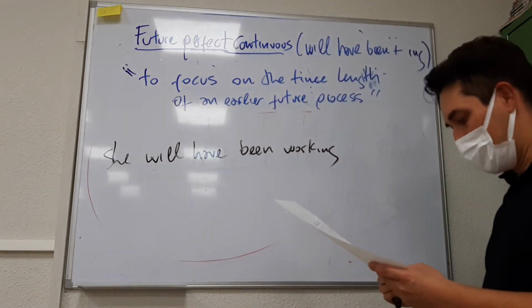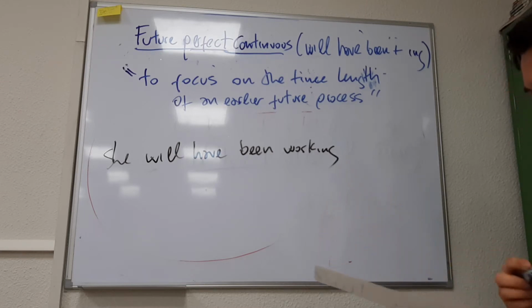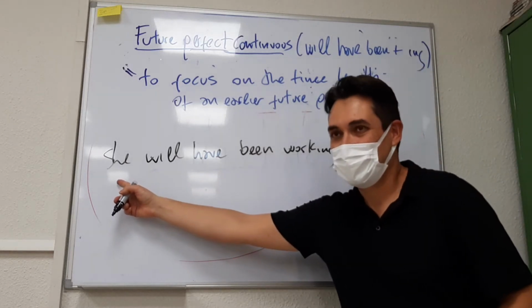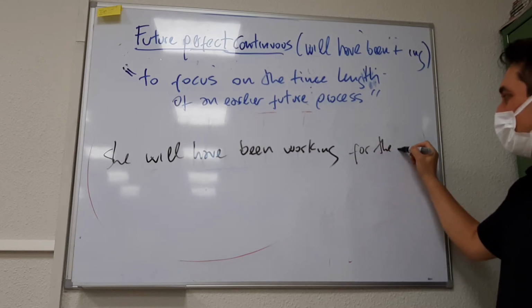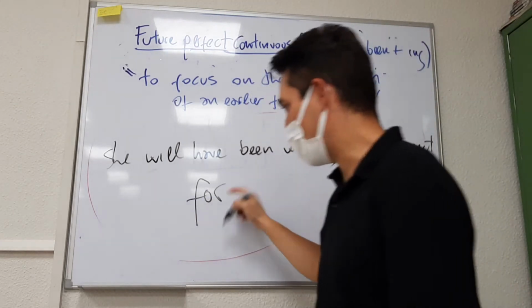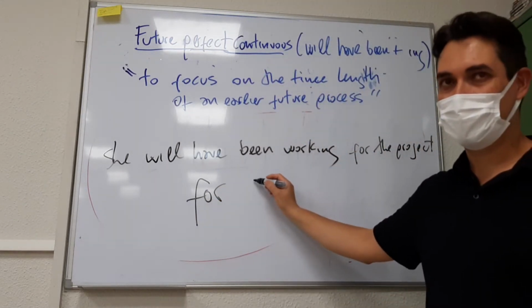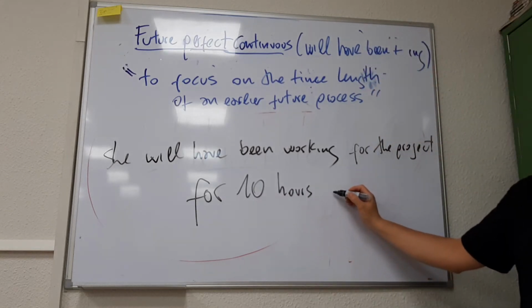How would you say in Spanish? Habrá estado trabajando en el proyecto ya 10 horas para cuando llegues. Okay, with this: she will have been working in the project for, very good. For, that is the preposition I was looking for. 10 hours. For 10 hours. Para cuando tú llegues. What is the time?